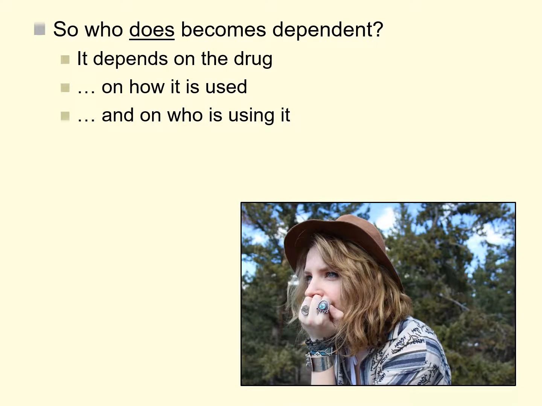So of course this raises another interesting question. Who does become dependent? Because some people do get addicted to drugs. Some people do become dependent on drugs. And some drugs seem more addictive than others. So while we can acknowledge that not everyone is addicted and not every drug is addictive or equally addictive, we can still ask the interesting questions. Who does become dependent? And as is often the case in psychology, the answer is, well, it depends. And in this case, what we mean is it depends on the drug, on how it's used, and also on who is using it. So let's try and unpack those different points in the next few slides.